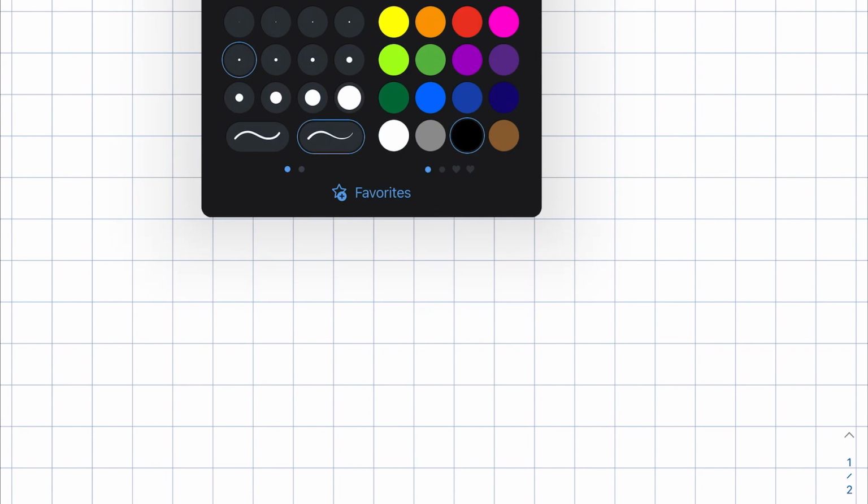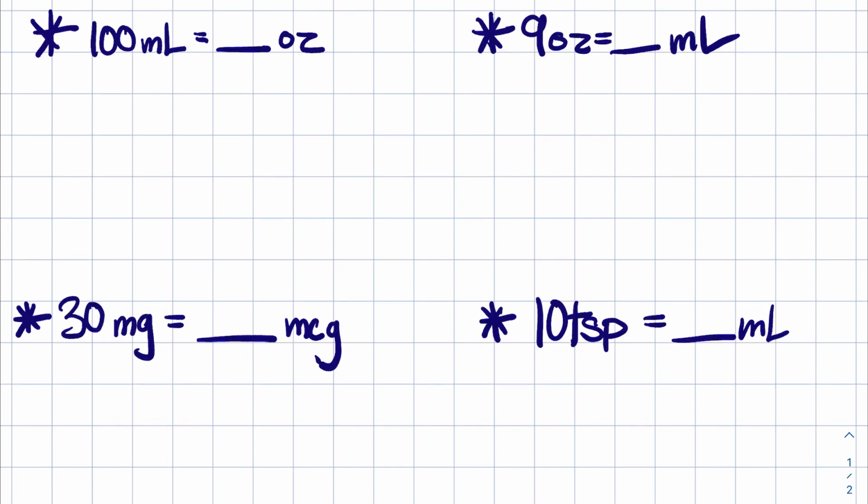Now we'll do 4 more easy problems, and then we'll get onto some word problems. Here are the 4 problems. Feel free to try this on your own and come back when you're ready.